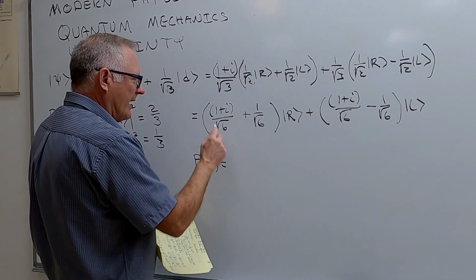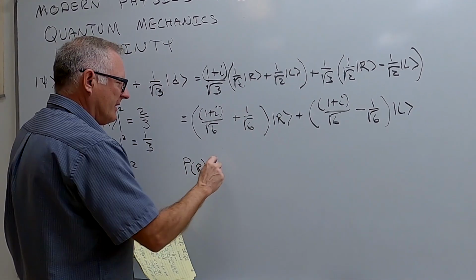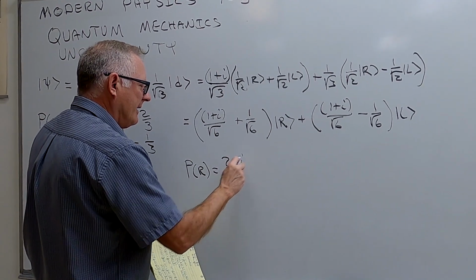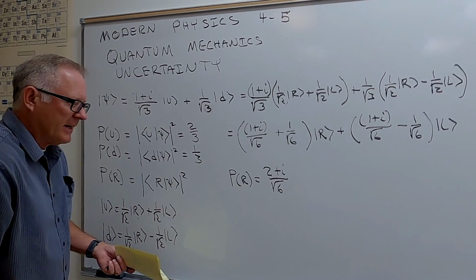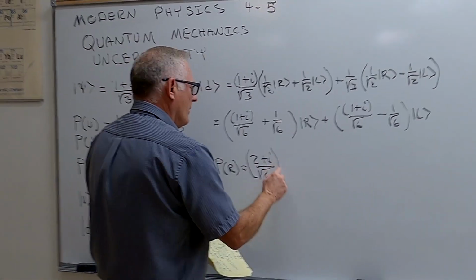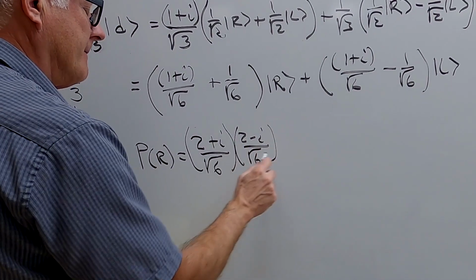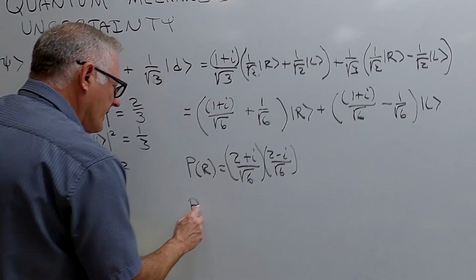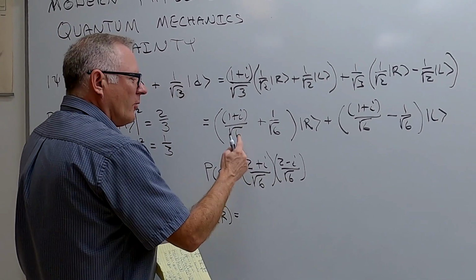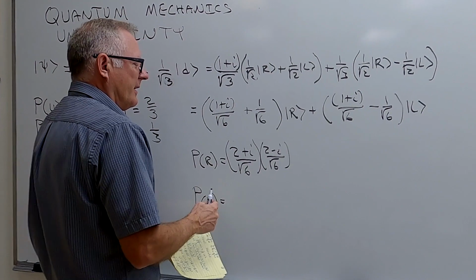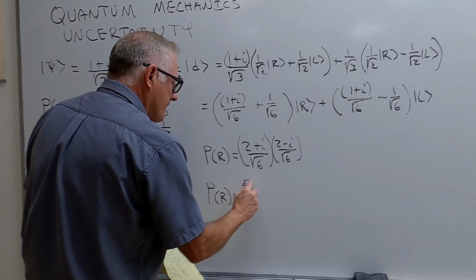Before I multiply it, I can put together the two 1s, so that's 2 plus i all over the square root of 6. And now I want to multiply it by its complex conjugate, which is 2 minus i all over the square root of 6. So the probability of being right, well, this is always just the first squared plus the second squared. So it's just 2 squared plus 1 squared, which is 5/6.